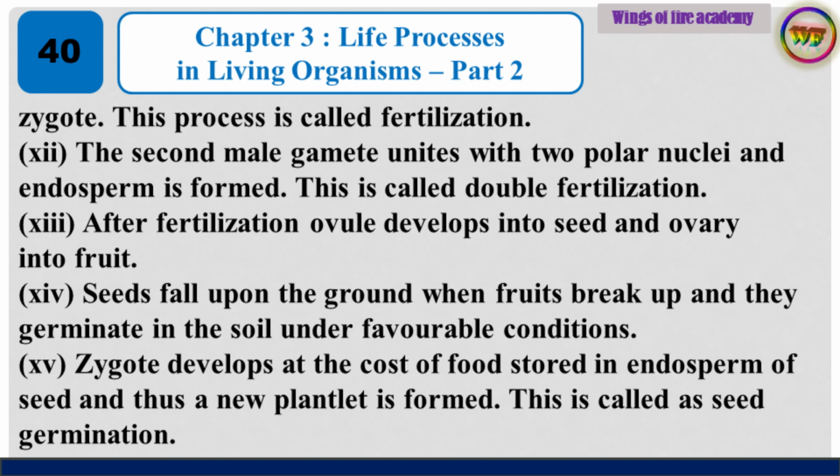Point 13. After fertilization, ovule develops into seed and ovary into fruit. Point 14. Seeds fall upon the ground when fruits break up and they germinate in the soil under favorable conditions. Point 15. Zygote develops at the cost of food stored in endosperm of seed, and thus a new plantlet is formed. This is called seed germination.